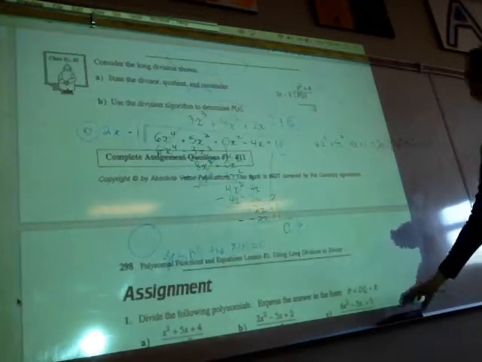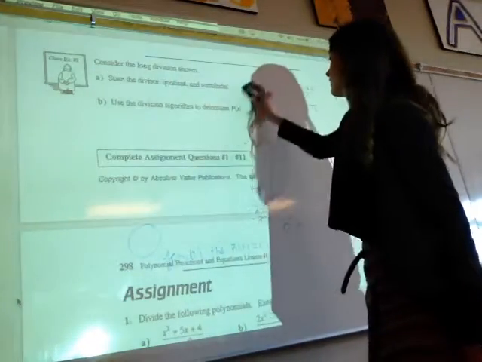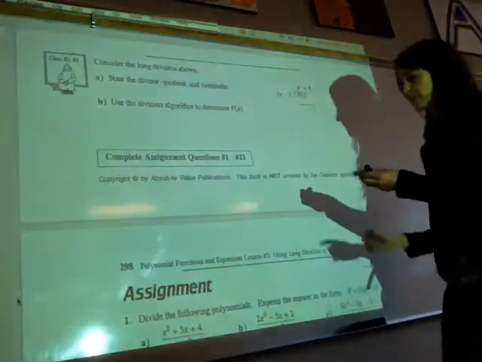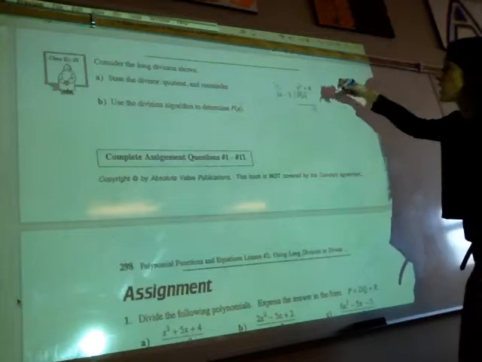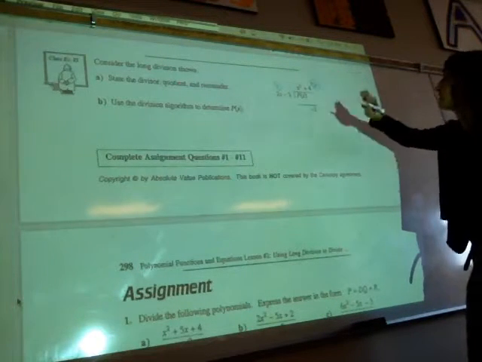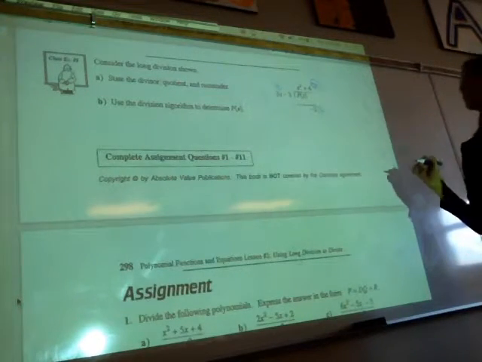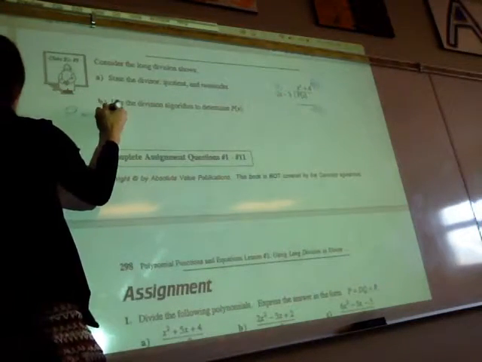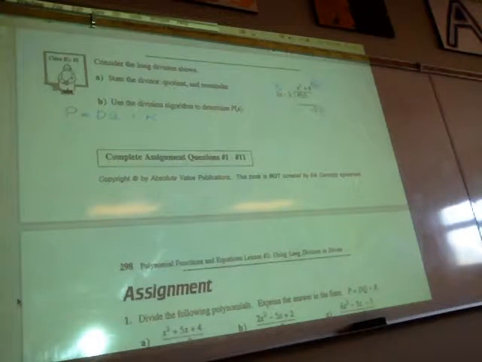Okay, so first of all, state the divisor, the quotient, and the remainder. I think we already did that, but I'll do it again. Okay, so our divisor is on the side. It's 2x minus 3. Our quotient is on top of the division bar, so x squared plus 4. And our remainder, negative 2. So if I have polynomial is equal to our divisor times our quotient plus our remainder, given that we know our divisor, quotient, and our remainder, would you guys be able to come up with the polynomial?